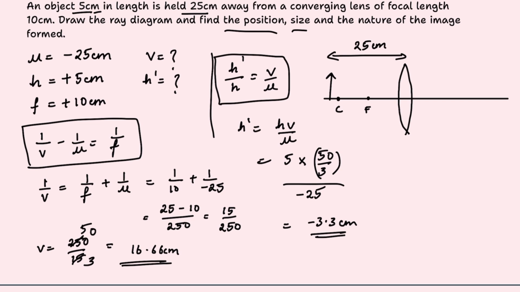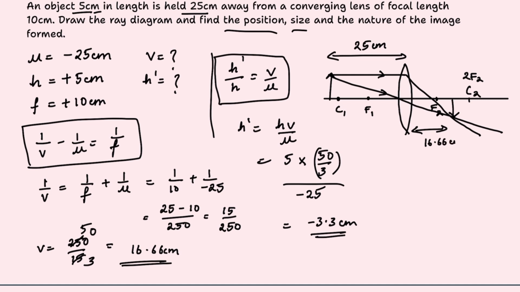And for an object beyond C, where is the image formed? Let's draw that. So the image is formed between F2 and C2, which is nothing but 2F2, at the distance of 16.66 centimeter. And the size of the object is 5 centimeter, the size of the image is 3.3 centimeter. So this is how you draw the ray diagram.